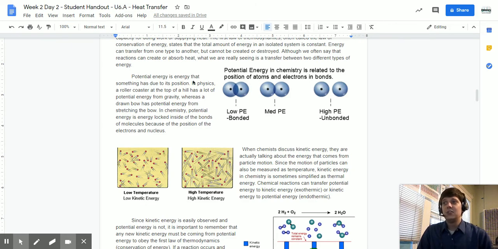It's related to the position of atoms and electrons. If they're bonded, they have low potential energy. If they're far apart and they haven't bonded yet, then they have high potential energy. And when they do bond, they release that energy.